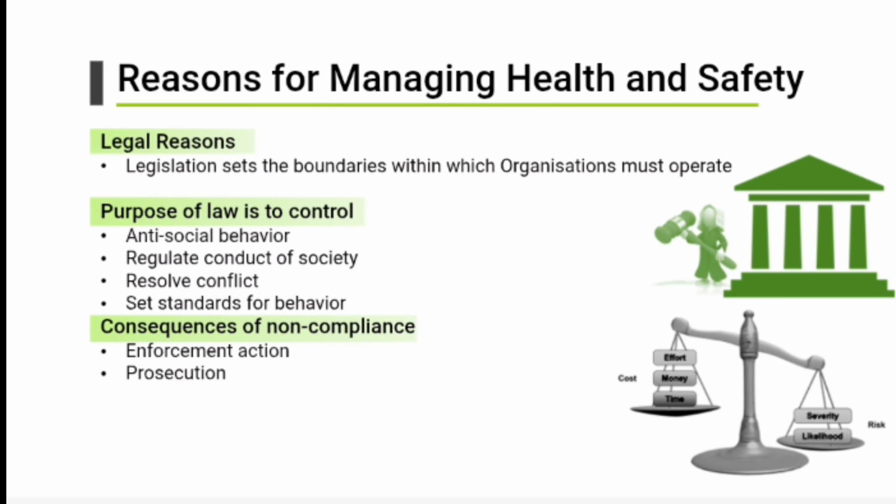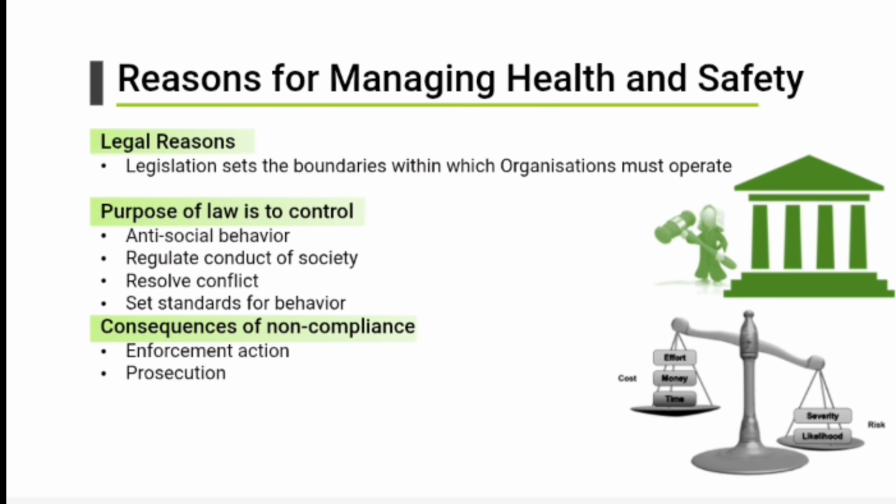Non-compliance with health and safety regulations can have serious consequences. Organizations that fail to meet their legal obligations may face enforcement action by regulatory bodies. This can include inspections, audits, and assessments to assess compliance with health and safety standards. In cases of severe non-compliance or negligence, legal prosecution may be pursued. This can result in criminal charges, fines, or other legal penalties. The purpose of enforcement and prosecution is to hold organizations accountable for their actions and to deter future violations.